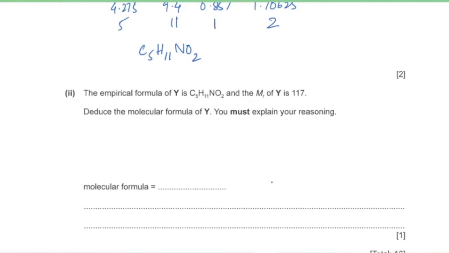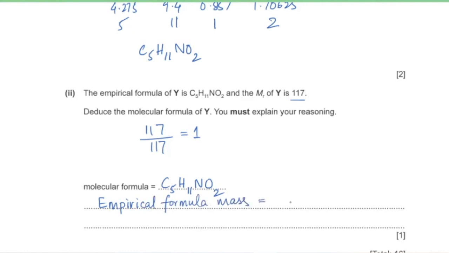The empirical formula of Y is C5H11NO2 and the MR of Y is 117. Deduce the molecular formula of Y, and you must explain your reasoning. So to get the molecular formula of structure Y, you have to divide the MR of Y, which is 117, by the empirical formula mass of Y, which is again 117, which equals 1. So we can say that the molecular formula of Y is exactly the same as the empirical formula of Y, and that's C5H11NO2. Your reasoning would be that your empirical formula mass is equal to the molecular formula mass.